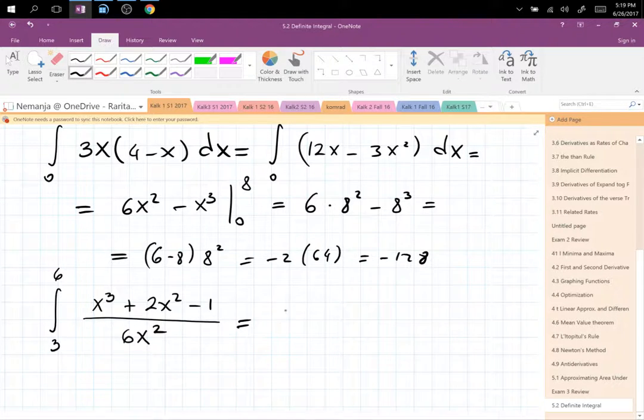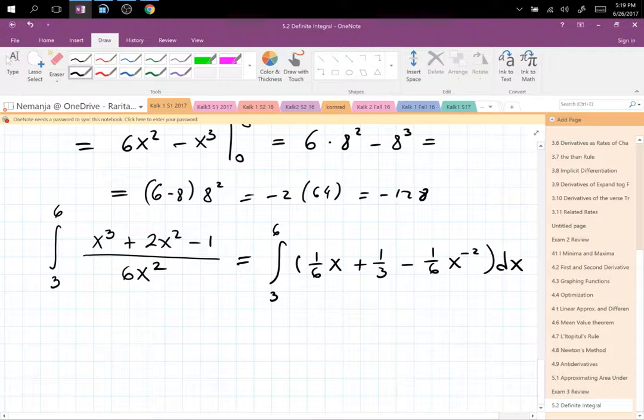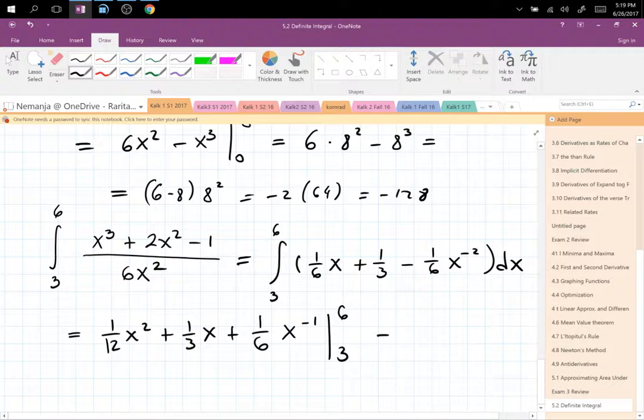What's the next one? We cancel, right? We divide. So we get 1 over 6x plus 1 over 3 minus 1 over 6 x to the minus 2. So now it becomes 1 over 12x squared plus 1/3 x, and then plus 1 over 6 x to the minus 1 from 3 to 6.